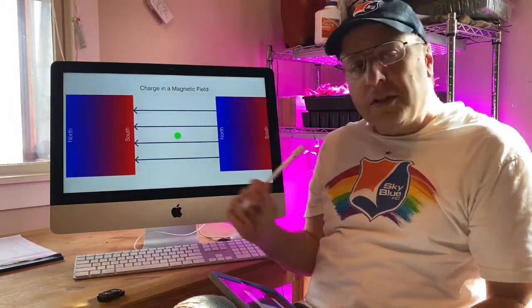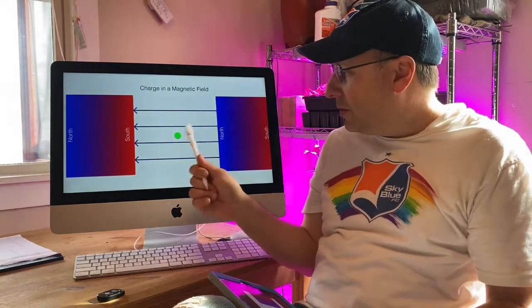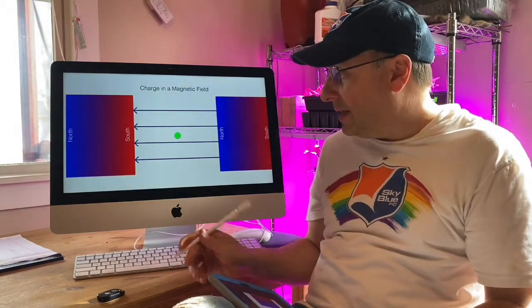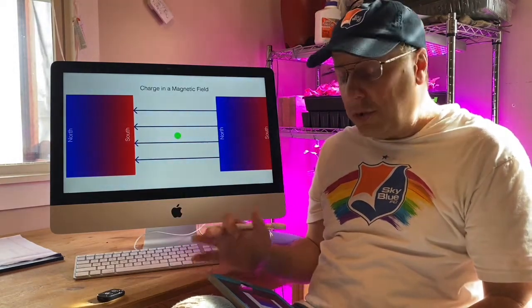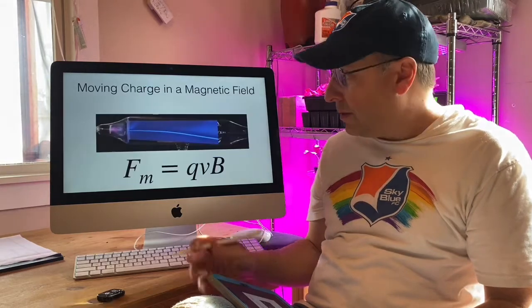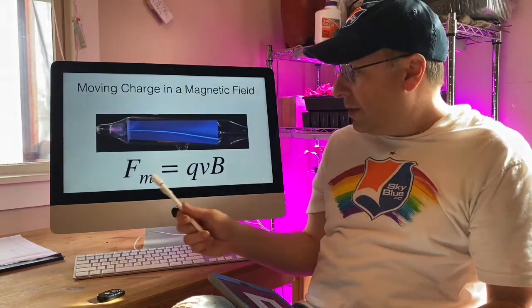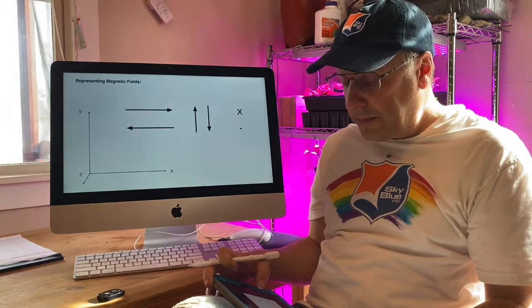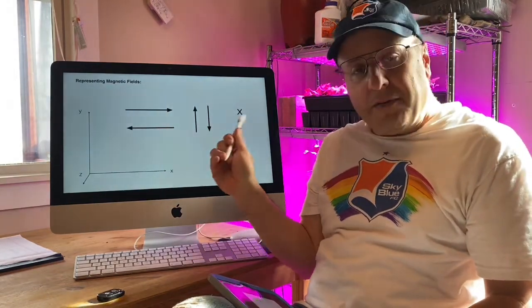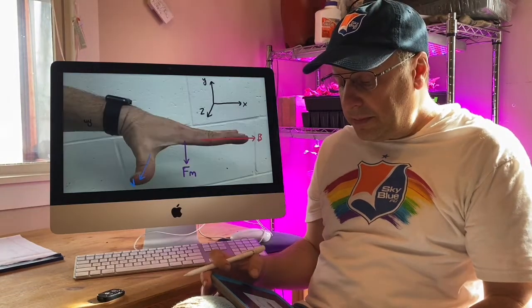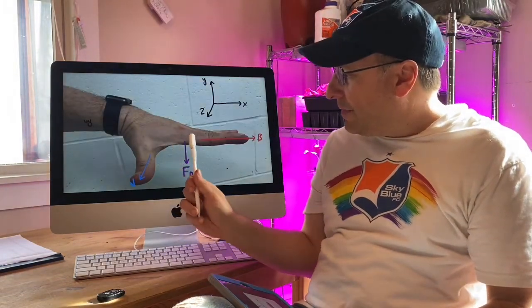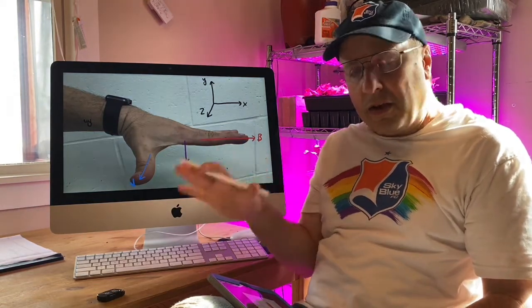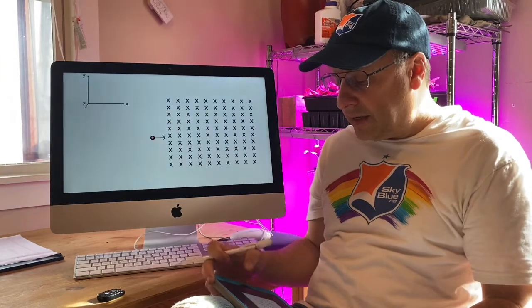We want to remind you that if the particle is not moving, the charge will not feel a magnetic force. That is an extremely important idea. Stationary charges do not feel magnetic forces. Moving charges do. This was the formula to figure out the strength of the magnetic force. We saw that we had to represent vectors in 3 dimensions, and we learned how to use our left hand to find the direction of forces when the charges are negative, and our right hand when the charges are positive.